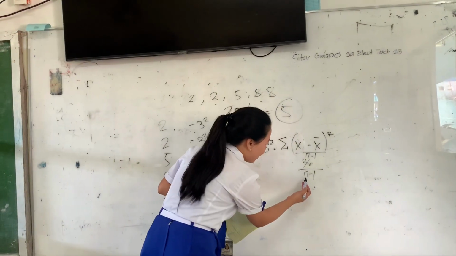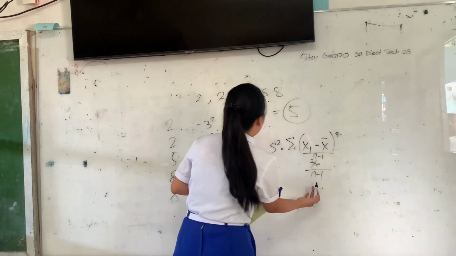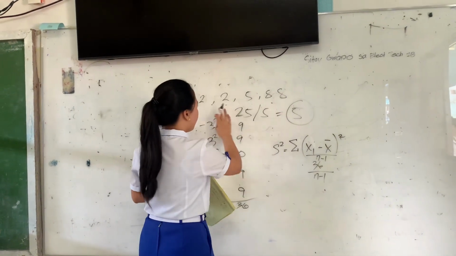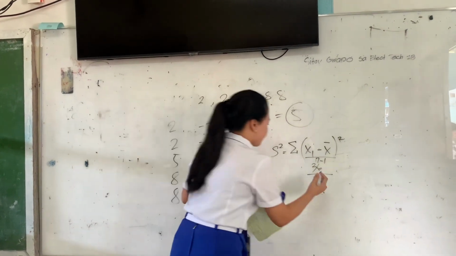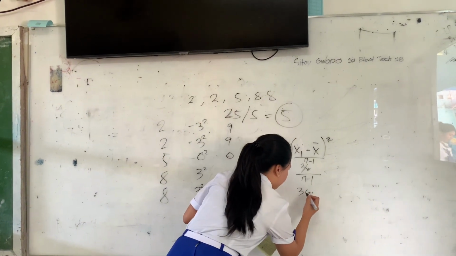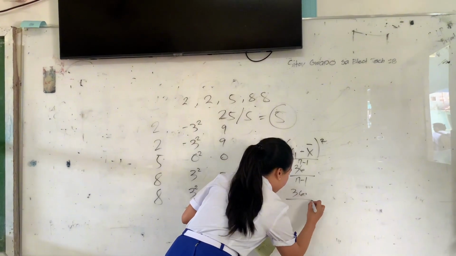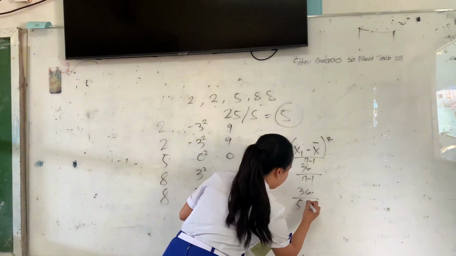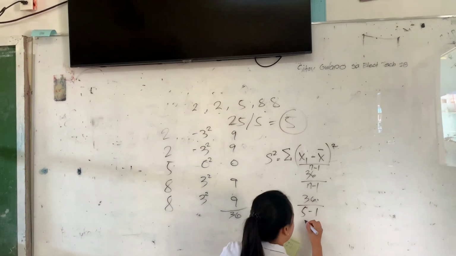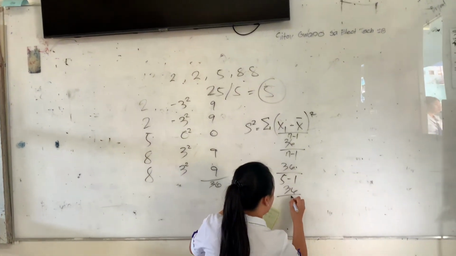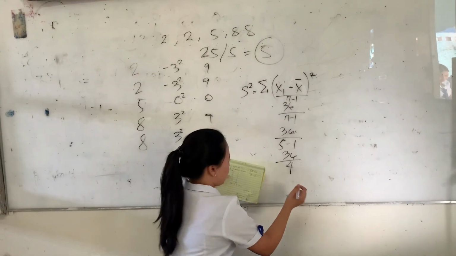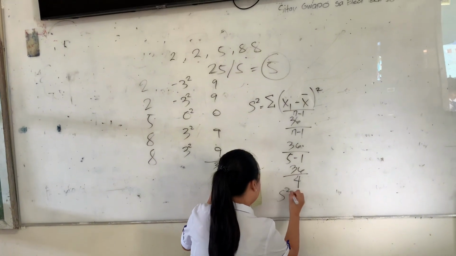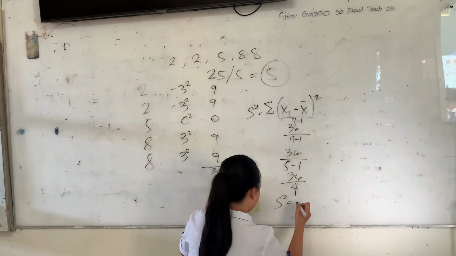Our n here is how many data sets we have. So there are 5 data sets. So 36 divided by 5 minus 1 is equal to 36 over 4. So our variance is 9.